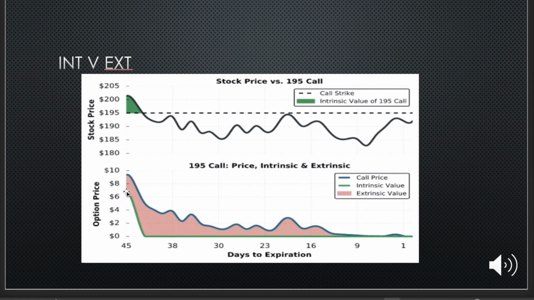Now, this pinkish area here is the extrinsic value. Okay. Why is there an extrinsic value? Because from this moment on, when this option contract is born or created, 45 days to expiration, a lot of stuff can happen, right? A lot of time is going to go by, right?